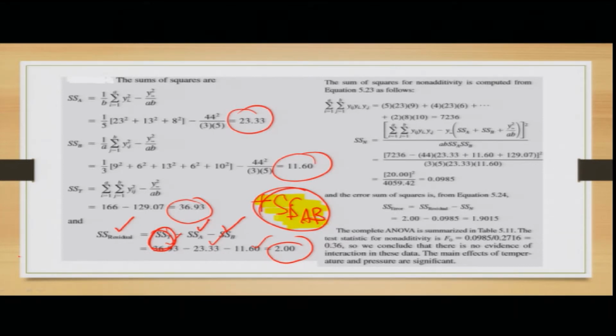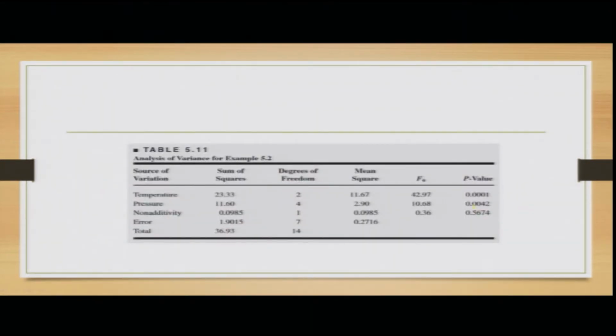The sum of squares for non-additivity is computed from the equation which you have already considered. That value comes out to be 0.0985, and the error sum of squares comes out to be 1.9015. So, to complete the ANOVA, we perform the test. The F naught value comes out to be 0.36. So, we conclude there is no evidence of interaction in this data. The main effects, temperature and pressure, are significant. This is summarized in table 5.11.